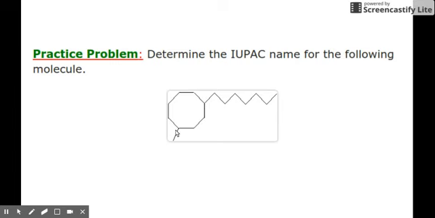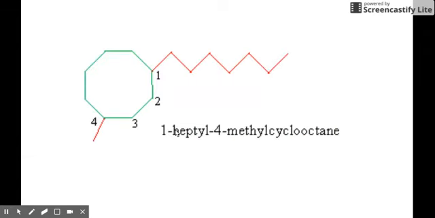Combining that will give a name which is 1-heptyl, dash 4, dash again to mention the second branch, which is methyl. And of course, it's 8 carbons, so that's cyclooctane. So that is the name of our cyclic structure that we just showed earlier.